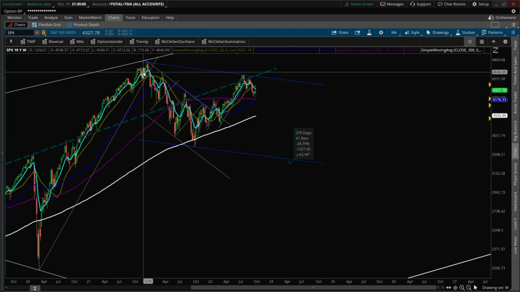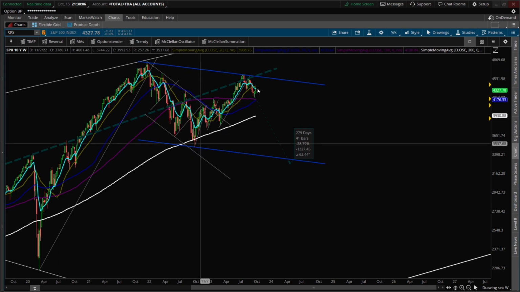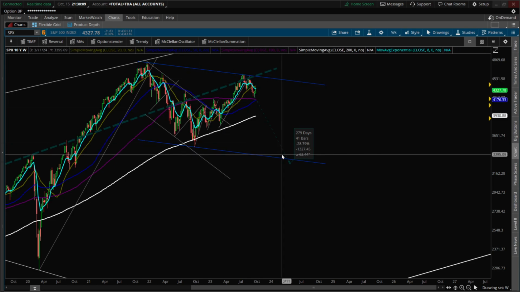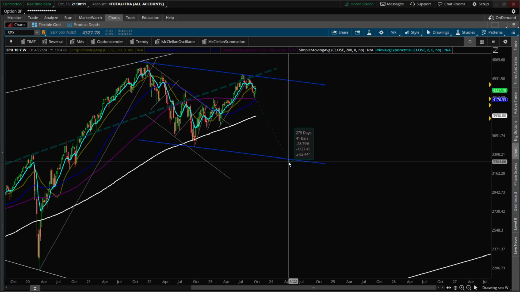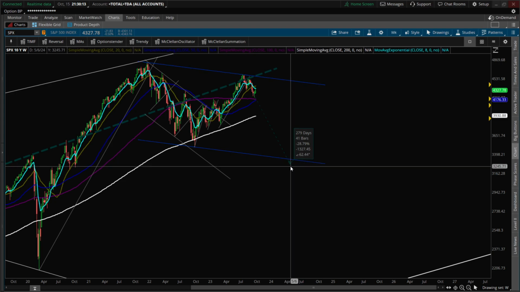Now what we have here is the length of wave A equaling the length of wave C. So that would be our target at the bottom of the channel, just breaking down underneath slightly.